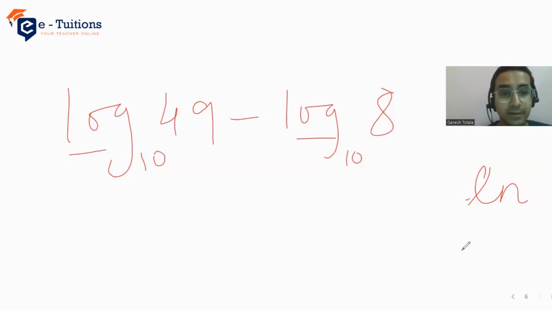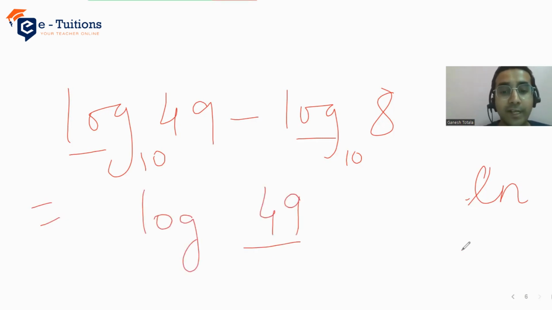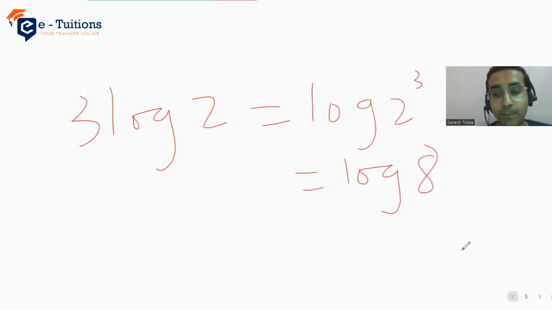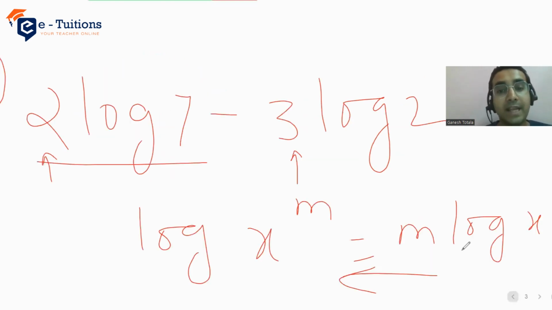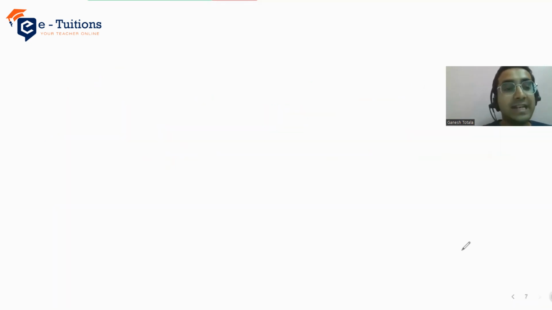So the base is 10 here. So now we can use log of a minus log b is equal to log of a by b. So this I can write as log of 49 by 8 to the base 10. This is the final answer. So 2 log 7 minus 3 log 2 is equal to log of 49 by 8. I hope the first question is clear. It was easy and just use of the laws. Okay. Now let's move on to the next question.